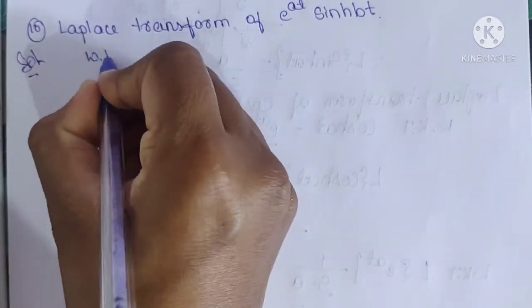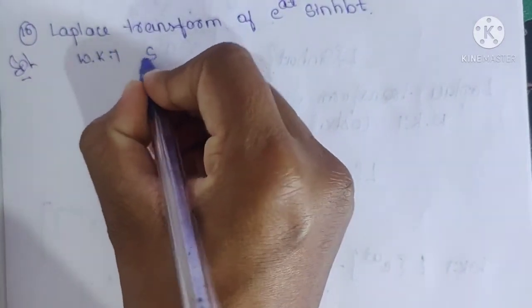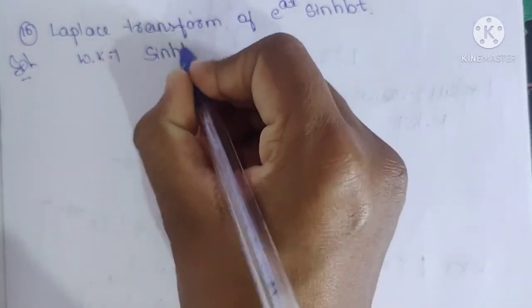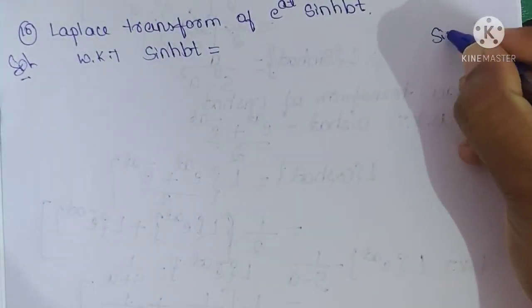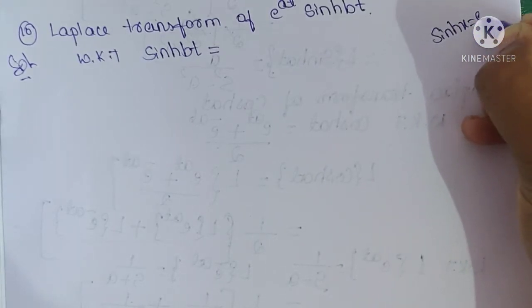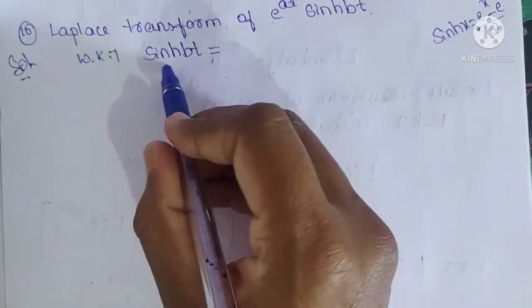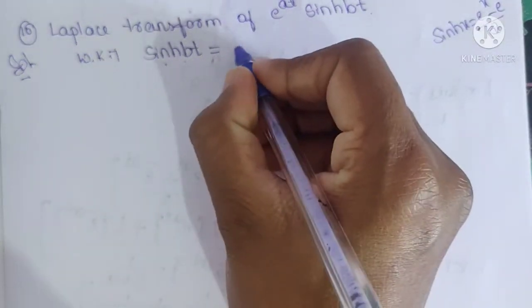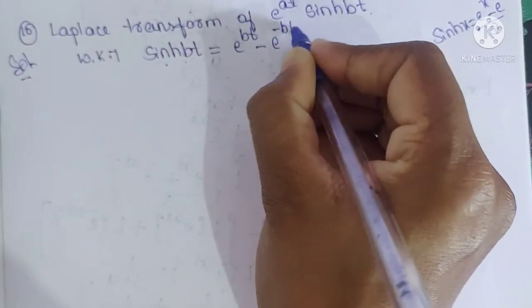We know that sinh bt can be written as, because sinh x is (e power x minus e power minus x) divided by 2. Similarly, sinh bt we can write as (e to the power of bt minus e power minus bt) divided by 2.